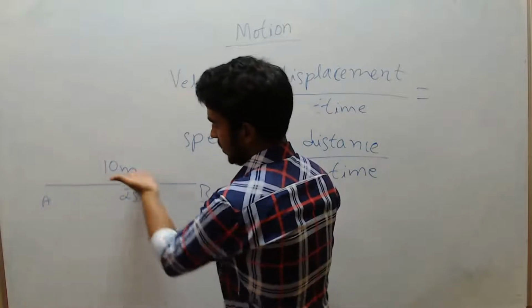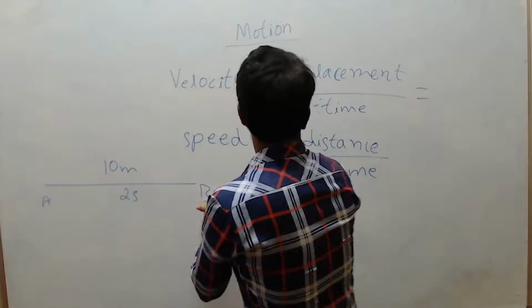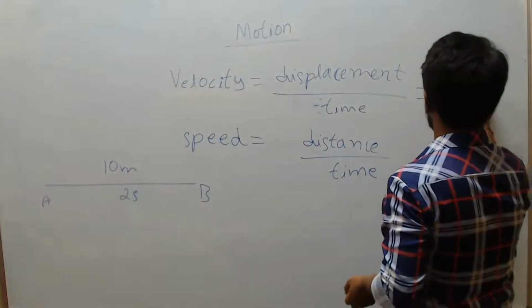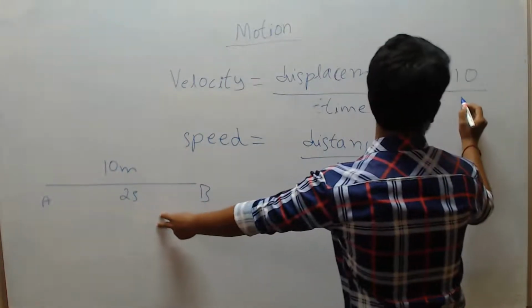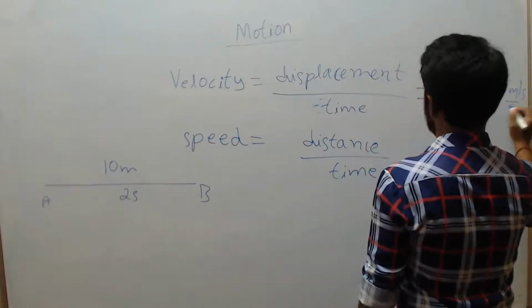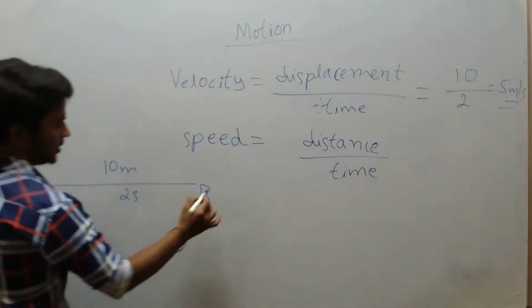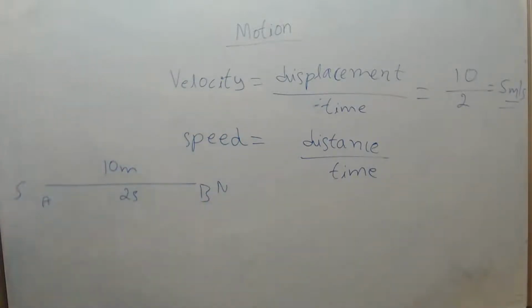Okay. Here 10 meter is the displacement, right? Because this is the shortest path between A and B. So now displacement is 10 meter. What about time? Time is 2 seconds. So velocity is 5 meter per second, that is towards B. Or say this is south and this is north. Okay. So velocity is 5 meter per second towards north.